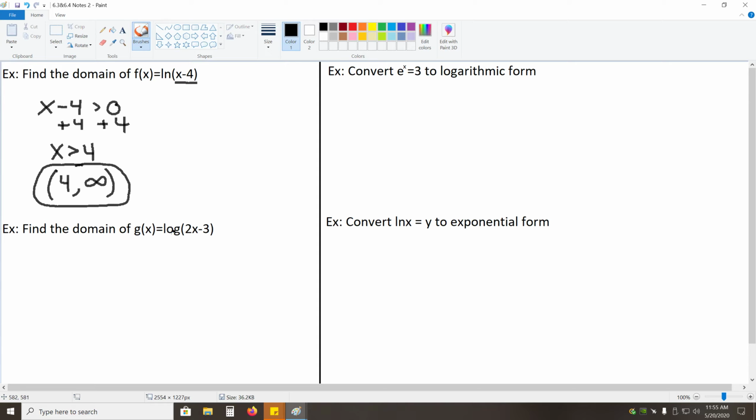Okay, with that in mind, we have g of x equals log of 2x minus 3. I want you to take a moment, pause the video, see if you can't find this domain.